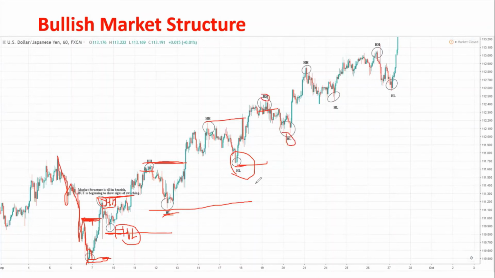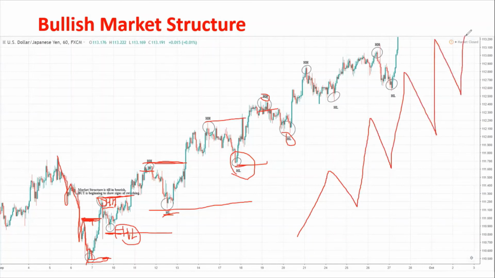When the market is going in a bullish direction, it creates higher high, higher low, higher high, higher low, higher high, higher low, like that. So when the market is in a bullish market structure, we want to see highs being formed.